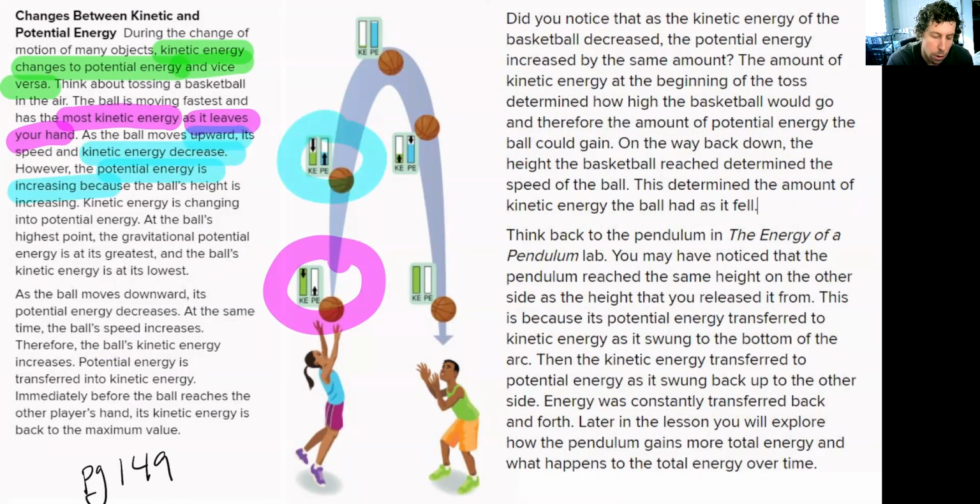At the ball's highest point, the gravitational potential energy is at its greatest, and the ball's kinetic energy is at its lowest. So I'm going to highlight this here. At the highest point, you have no more speed in the ball. It kind of comes to a stop. But this is the highest point. So all of that kinetic energy has now become potential energy.